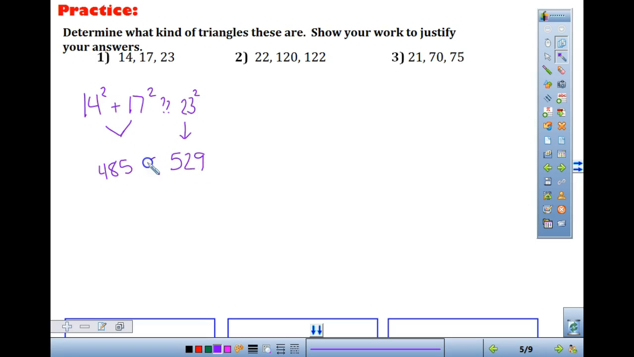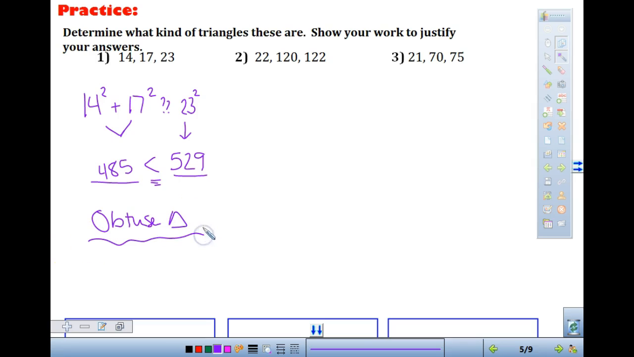529. And the question is, determine what kind of triangle we have. This would justify your answer, that you show me that this number is definitely less than 529. So we would say it is an obtuse triangle. So it says determine, that's what we did down here. We said the type of triangle, that means it has an obtuse angle. And this is my showing of my work. That's what I mean for that.